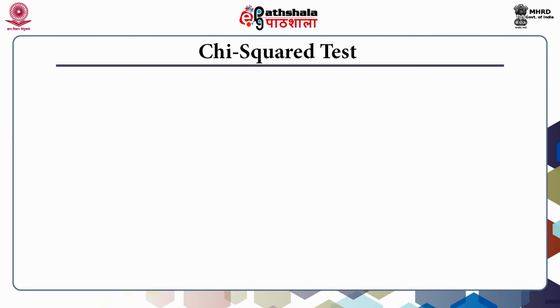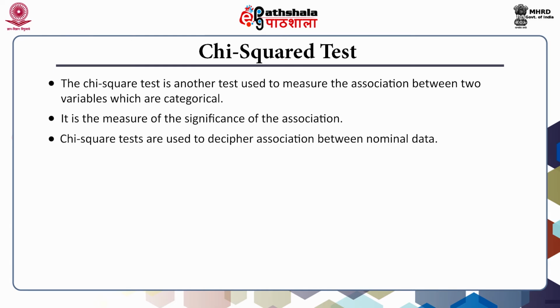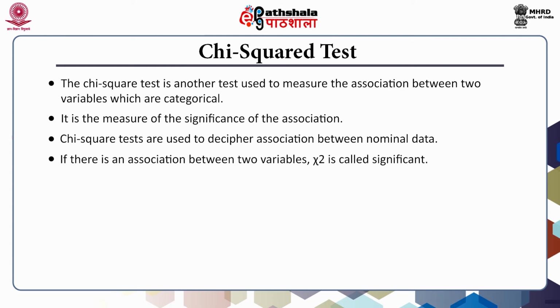Chi-square test. The chi-square test is another test used to measure the association between variables that are categorical. It is the measure of the significance of the association. Chi-square tests are used to decipher association between nominal data. If there is an association between two variables, chi-square will be called significant. When there is no association, chi-square is non-significant.